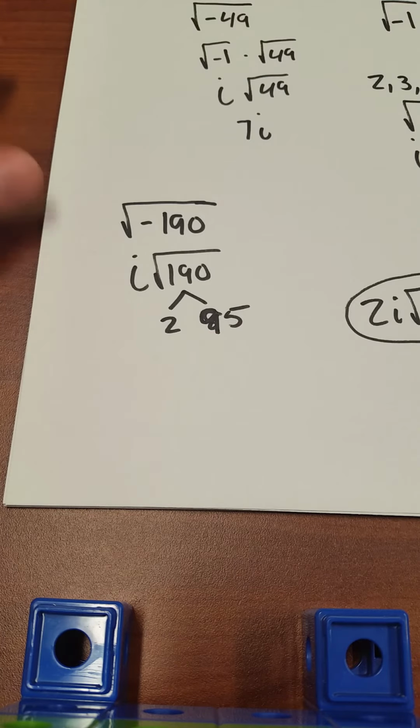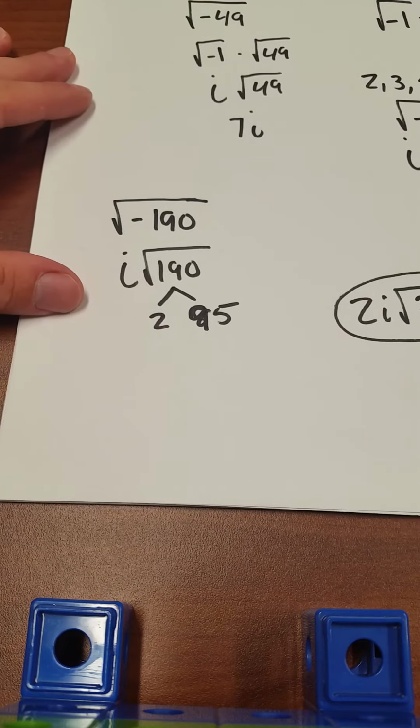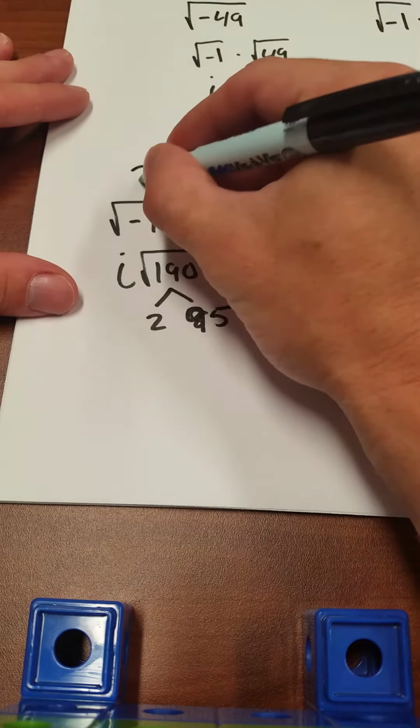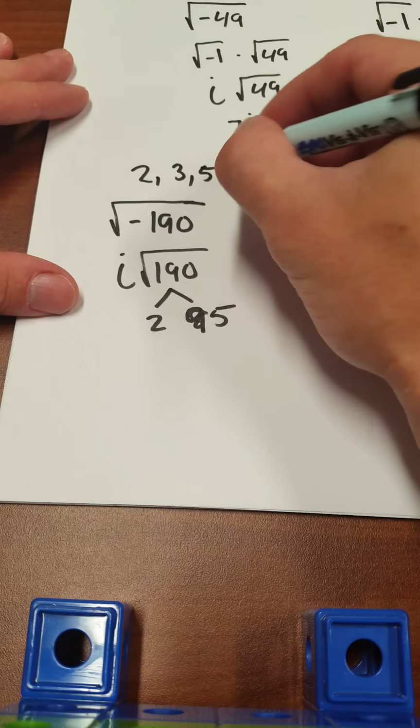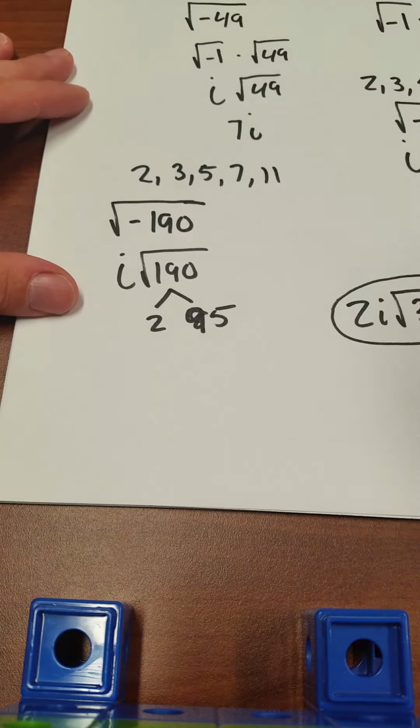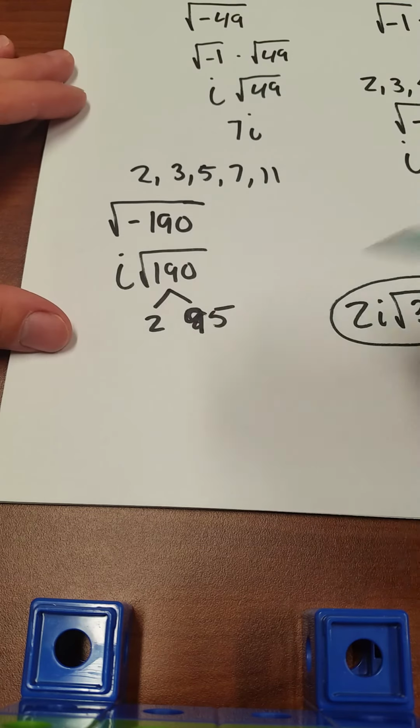95 is not divisible by 2. So remember, I always told you to divide by 2's, 3's, 5's, 7's, and 11's, just the prime numbers. You need to have those numbers written down somewhere. Those are 2, 3, 5, 7, 11. Prime numbers, numbers that can't be broken down any further, all right?